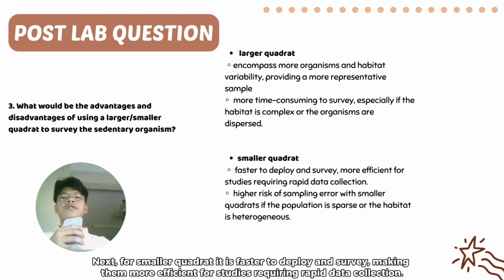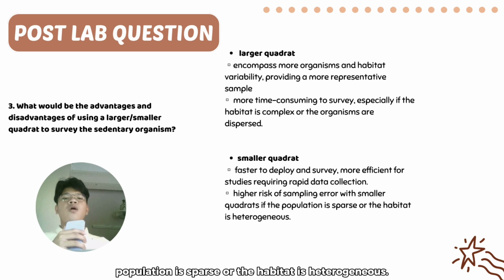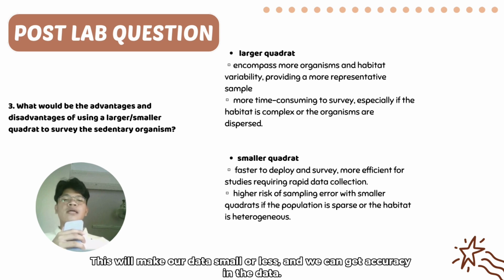Now for the smaller quadrat, the advantage is that it is faster to deploy and survey, and more efficient for studies requiring rapid data collection, since we can run our experiment in a short time. But the disadvantage is a higher risk of sampling error with a smaller quadrat if the population is sparse or the habitat is heterogeneous. This will make our data small and we may get less accuracy in the data.